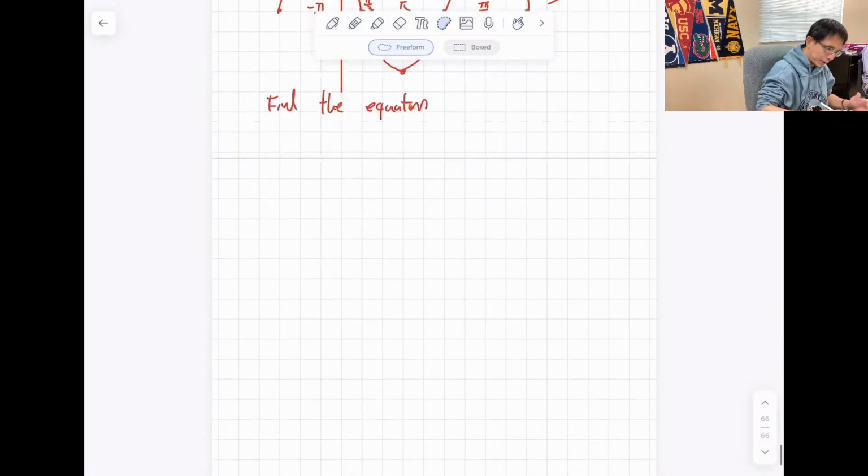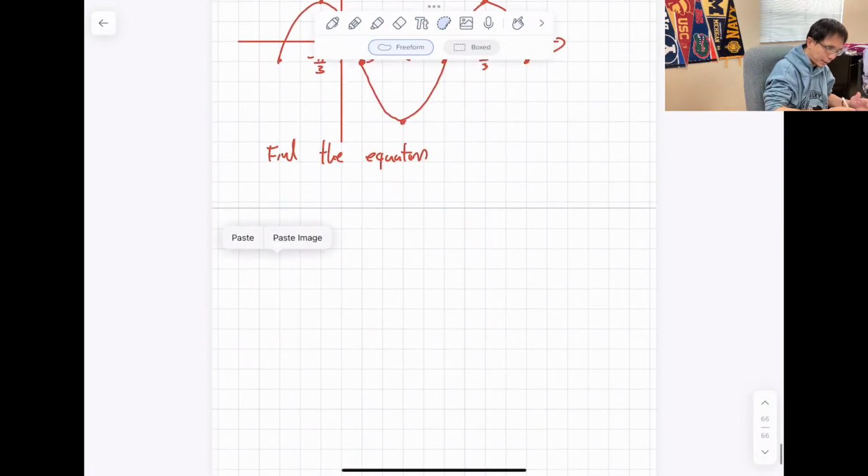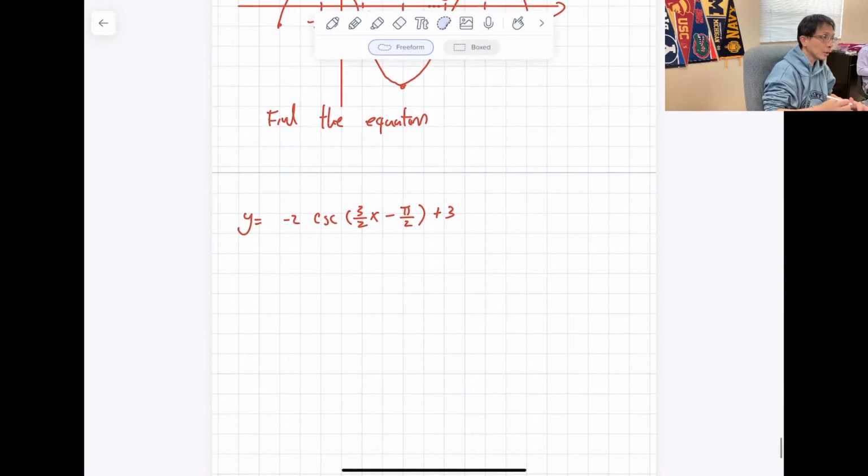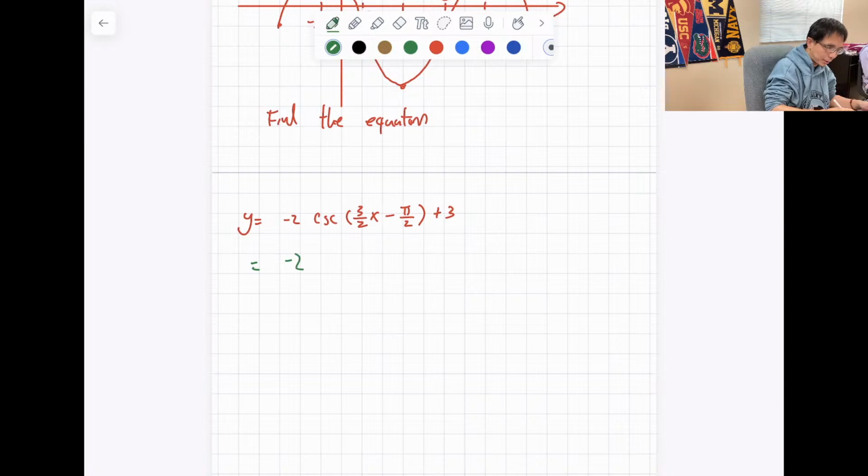I am going to copy this and paste it here. It doesn't take long to figure out the information. The first thing I will always do is take out the -2 cosecant of 3/2 x minus pi/2, divided by 3/2. So it'll be pi/2 times 2/3. So is that pi/3?